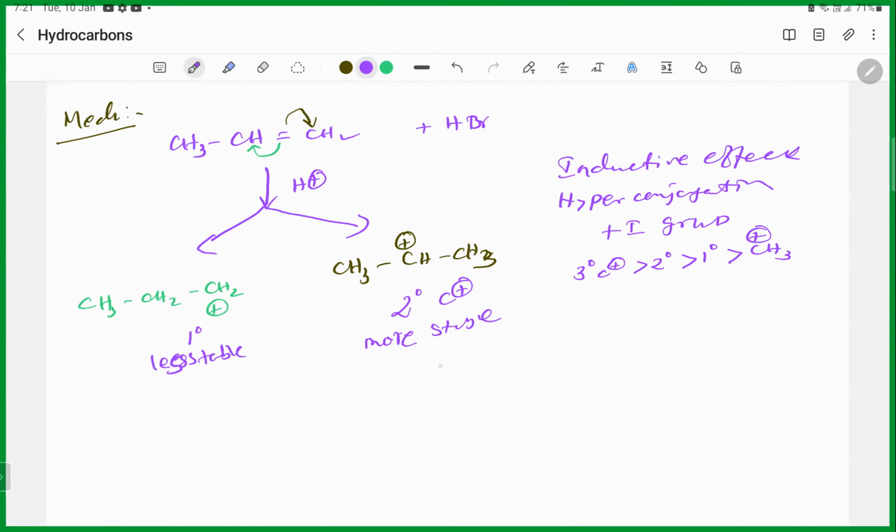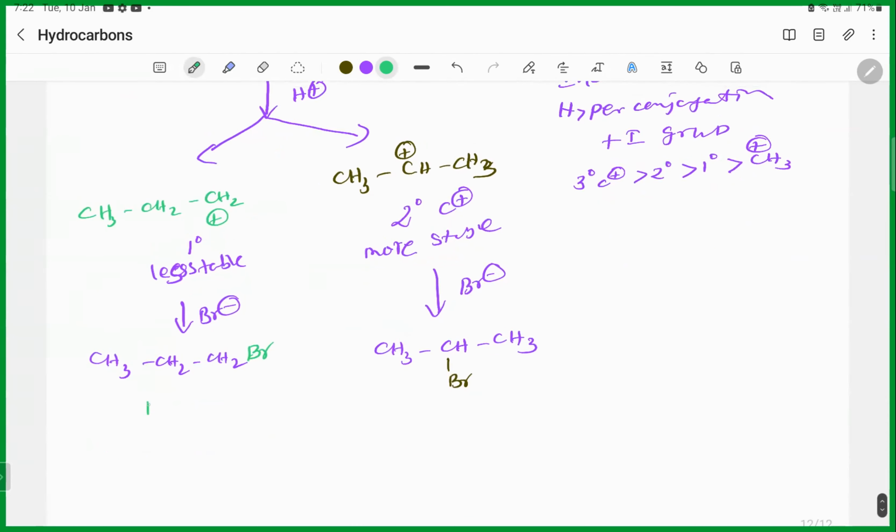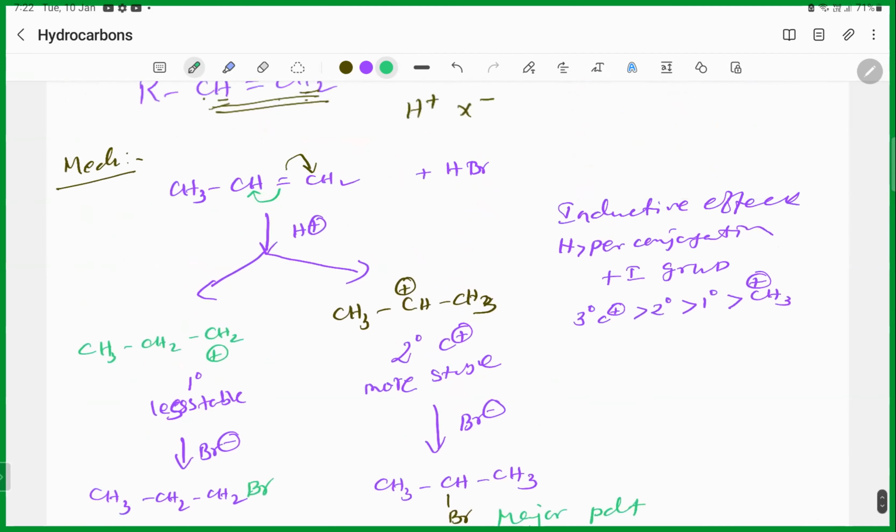Now, this part will take the Br minus, and it will give CH3, CH3, and then Br. When the other attaches with Br minus, it will give CH3, CH2, CH2, Br. So this will be the minor product, and the other will be the major product, because of the carbocation stability. This is the Markovnikov rule.